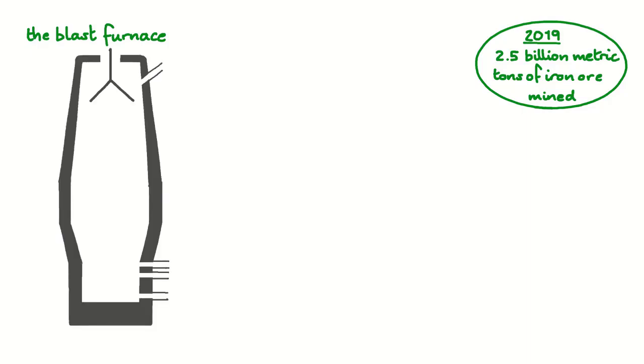A modern blast furnace is about 15 meters wide and about 35 meters tall. It has the volume of about 2 Olympic swimming pools. From one of these furnaces, you'd expect to get about 10,000 tons of molten iron a day. The full design of a blast furnace is very complex, so we're only going to look at a simplified version.